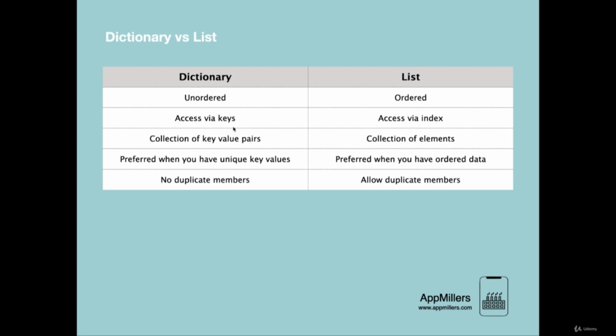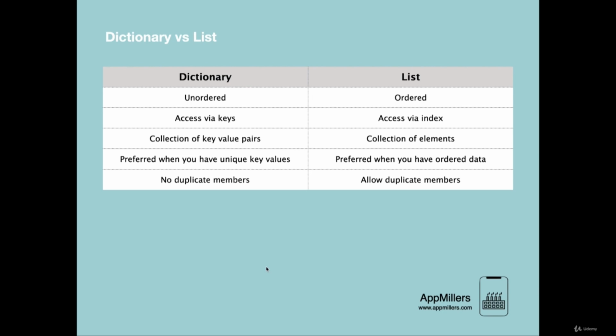So the last point is, in a dictionary, we cannot duplicate members. We cannot have the same key for different values. But in a list, duplicate elements are acceptable. Which means that, for example, in a list of integers, we can have 1 twice, 2 twice. So in this case, lists allow duplicate values. But in the case of a dictionary, it's not allowed.